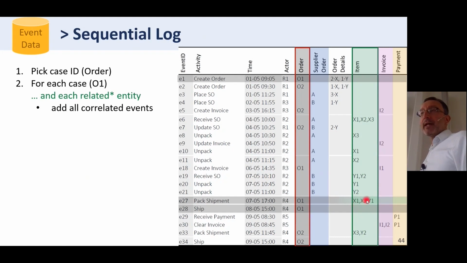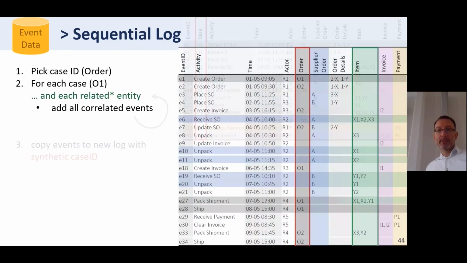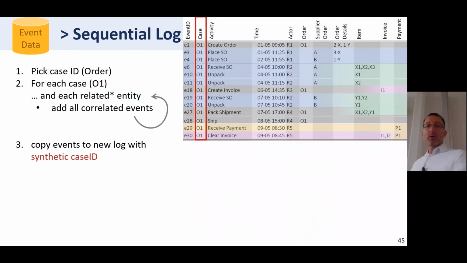So I know X1, X2, Y1 are related to 01, so I'm going to add all events that refer to X1, X2, Y1 also to this case. So this would be then these events. I'm leaving out the ones that only talk about X3 and Y2 because they're not related to 01. And I can keep on doing this until I add all these events. Then I copy this to a new log where I generate a new synthetic case identifier 01. They didn't all have 01, but I'm basically materializing that they're related to 01. So that's it in a gist.